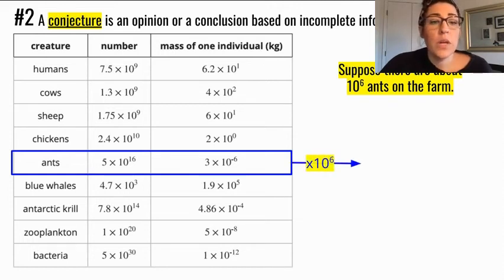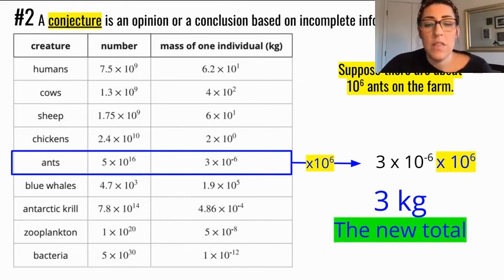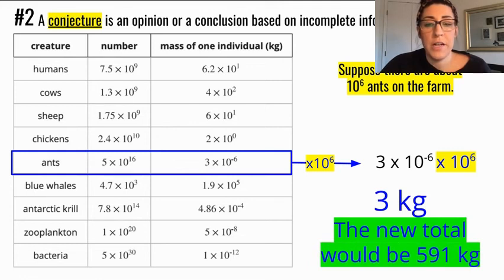So that means we are going to multiply the 10 to the 6 by the mass of the ants, which is the 3 times 10 to the negative 6. And then that would tell us that there's 3 kilograms. Then the new total would be 591. So again, a conjecture. Whatever you chose to make your conjecture about in terms of the number of ants on the farm, you would replace what's highlighted in yellow with your value, and then the rest of your numbers would change based on what your conjecture was.